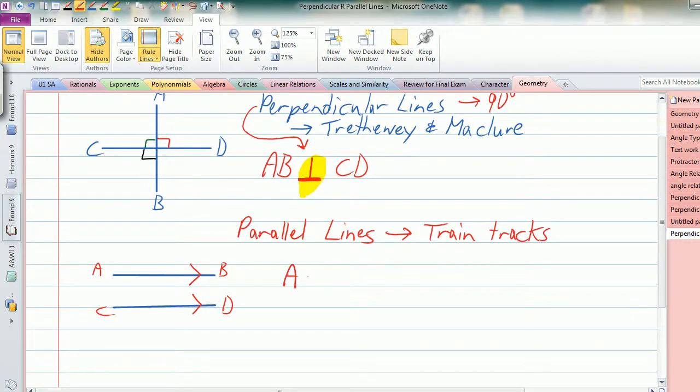For parallel lines, we say AB is parallel to CD. Okay, that's the parallel symbol. So AB is parallel to CD. I'm sorry I got that switched up. Now, what we can do is have a line crossing the railroad tracks. If a line crosses the railroad tracks, we give it a special name. We call it the transversal. Okay. So it's just a line that crosses the railroad tracks.